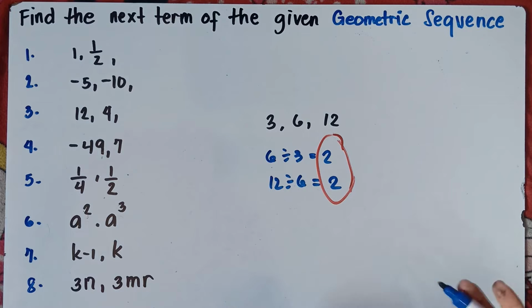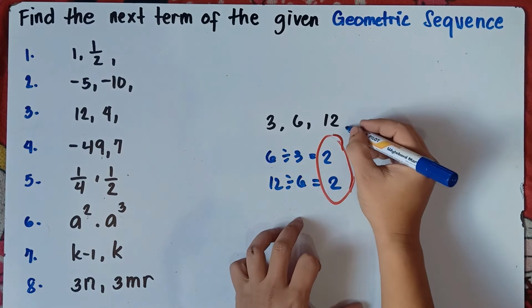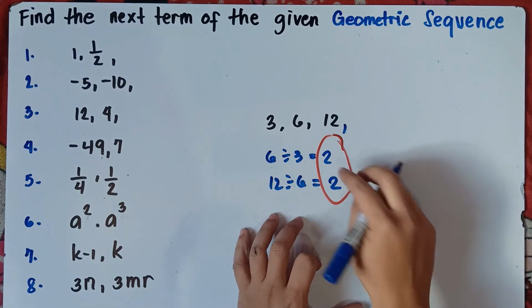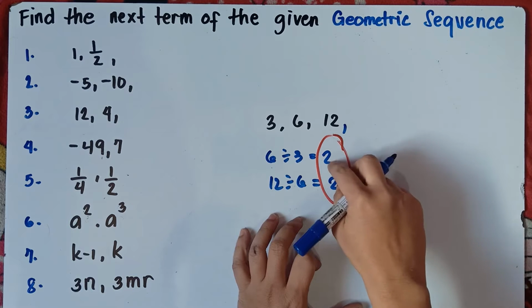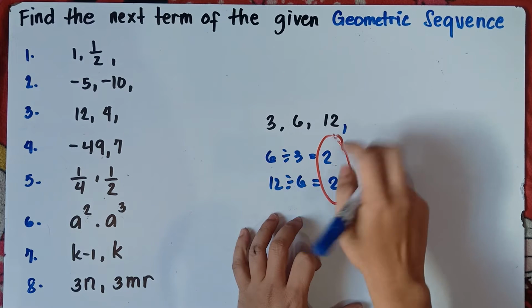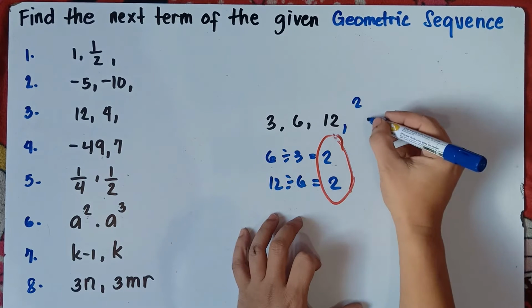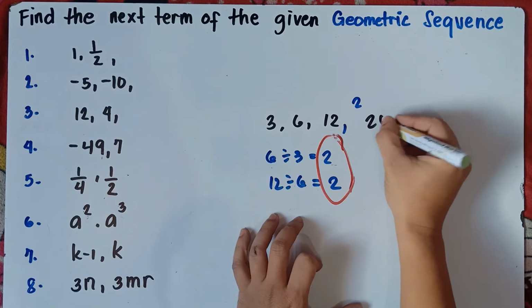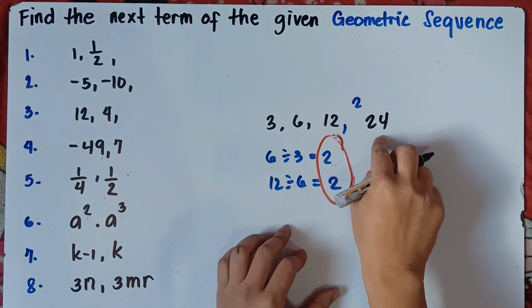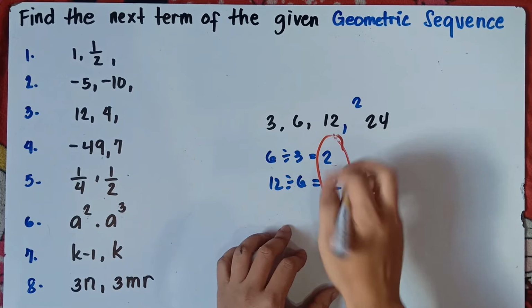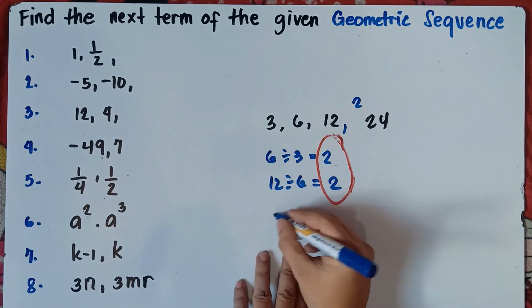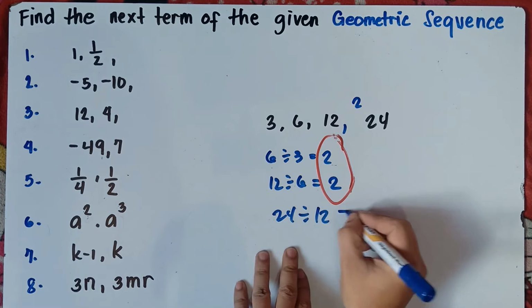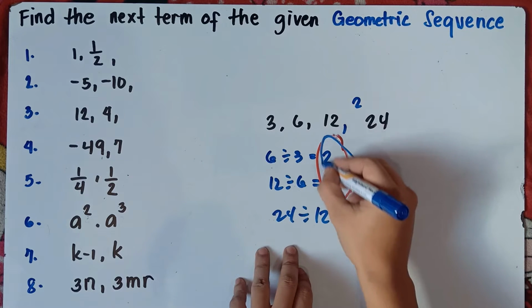Now, if the teacher asks you to find the next number after 12, or the fourth term, simply do it in reverse. You can multiply this 12 by the common ratio, because 12 times 2 is 24. And if you divide the fourth term by the third term, 24 divided by 12, you will get the same common ratio, which is 2.